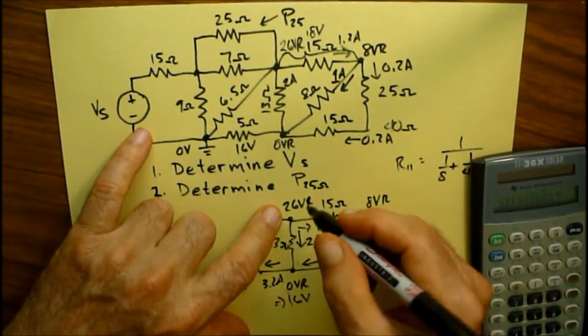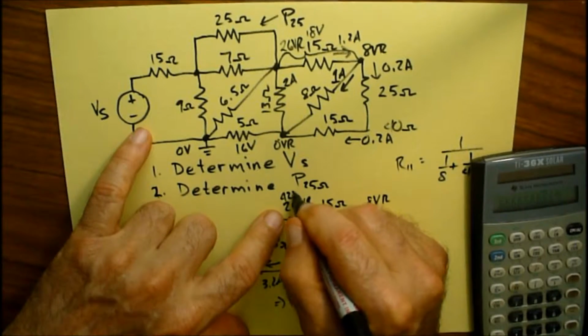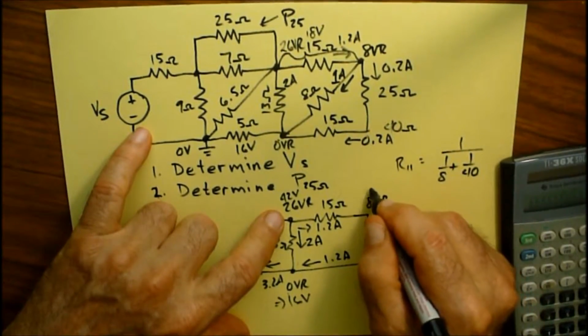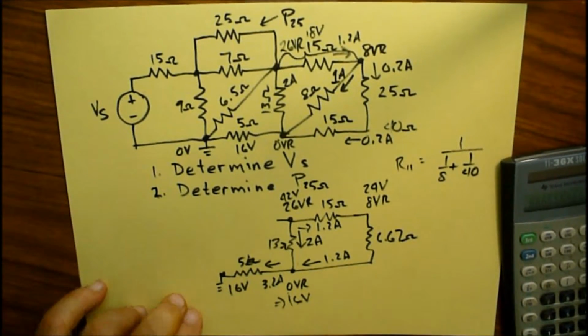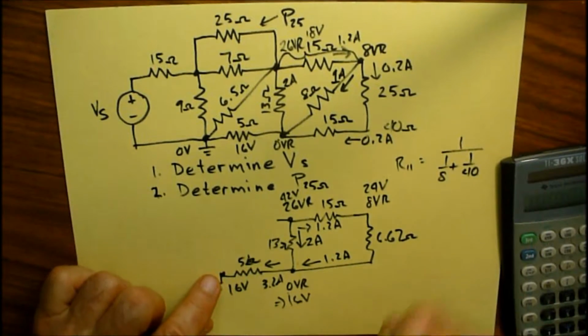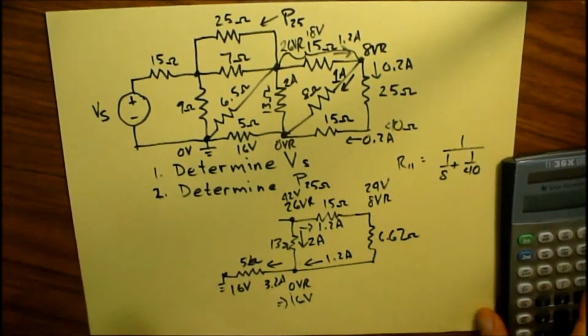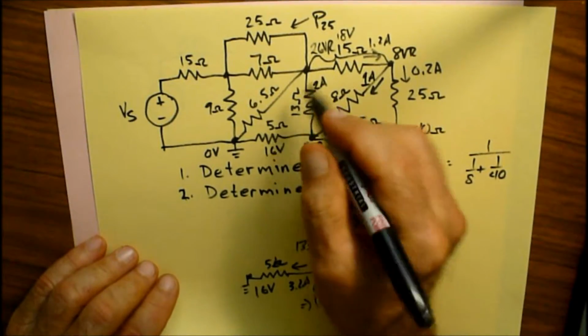This 0 volts relative is 16 volts. 26 volts relative is going to be 42 volts. And then 8 volts relative is going to be 24 volts to the ground. Okay, so we've figured out quite a bit here. I've got 3.2 amps going this way, 2 amps going this way. We're going to expand the circuit a little bit more now.